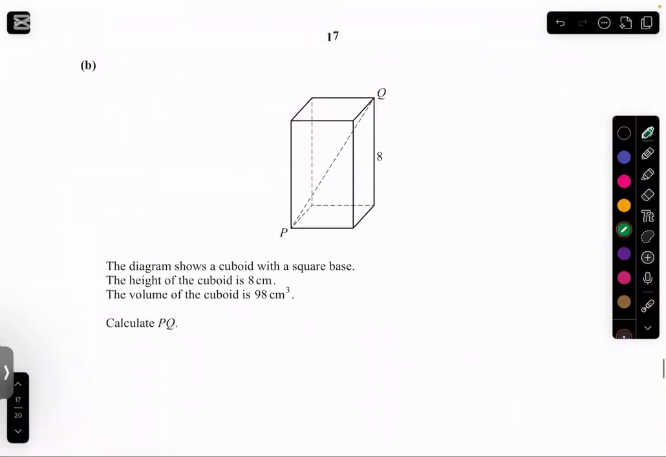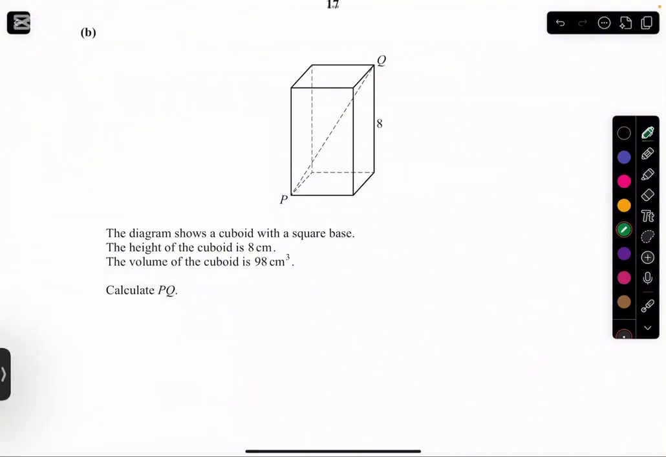Then we have this cuboid. The diagram shows a cuboid with a square base. Now, if it is a square base, then all the base edges need to be equal. Let's write them as L. The height of the cuboid is 8 centimeters and the volume of the cuboid is 98 centimeters cubed. You need to calculate PQ. So how to calculate PQ with the given information?